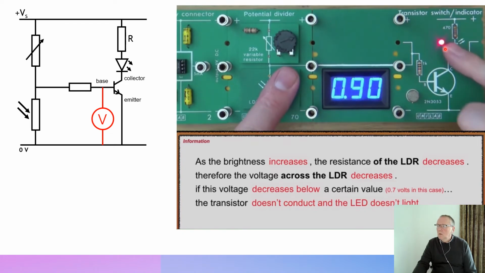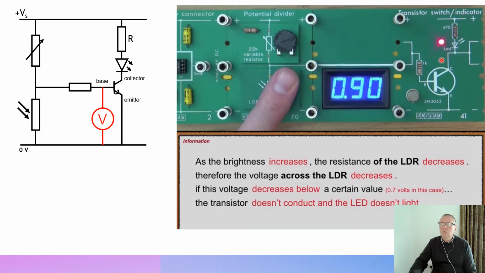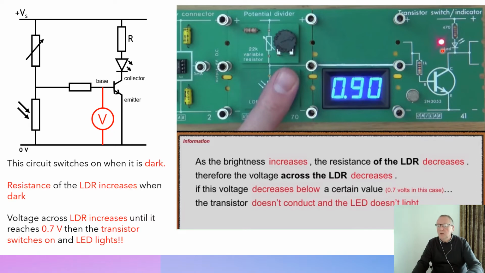And so hopefully you can figure out that instead of just being a wee LED indicator, this circuit could control something else. So it gets dark and it switches on something else. So this could be a circuit that would be used to switch on street lights automatically, for example. So it gets dark enough, and the circuit operates to switch on the street lights.